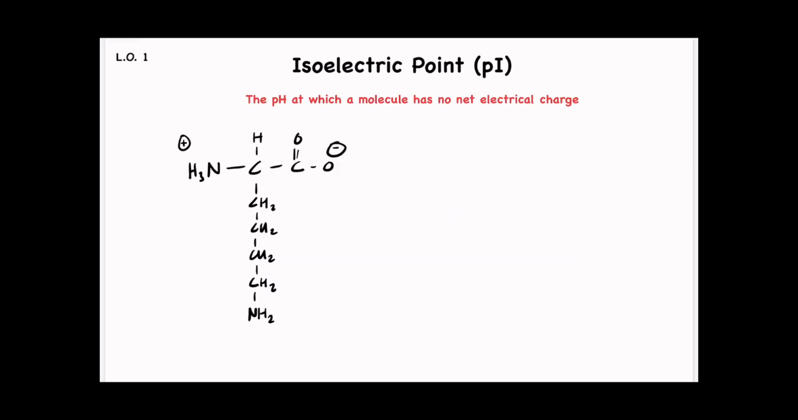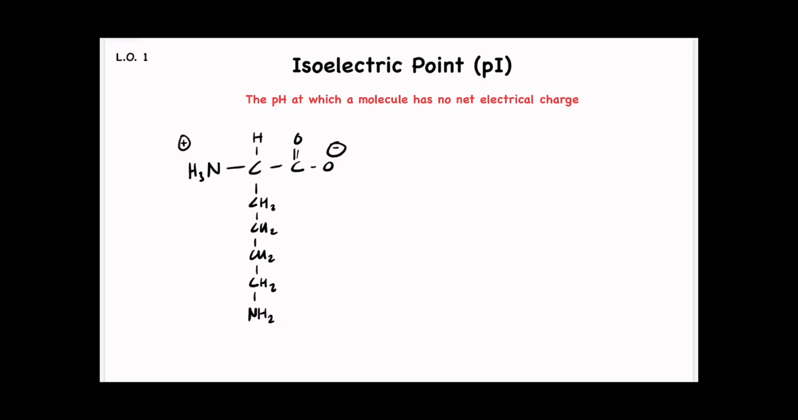So moving into content, the first thing we're going to be talking about is the isoelectric point, also known as PI. It's essentially the pH at which a molecule has no net electrical charge. Even though the molecule itself has no net electrical charge, it can still have positive and negative charges within it, but they just have to cancel out at the isoelectric point.